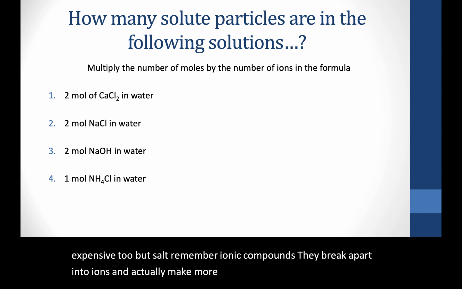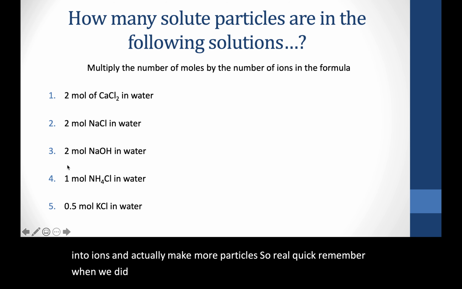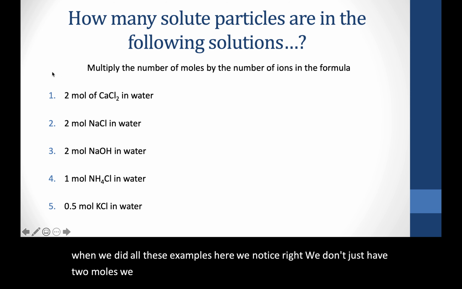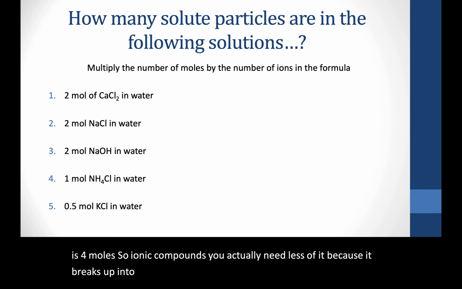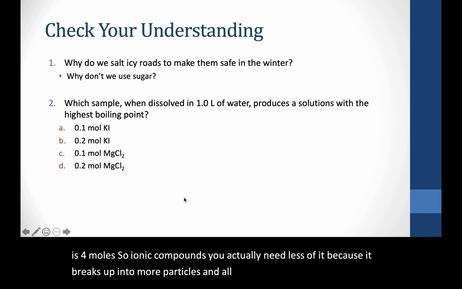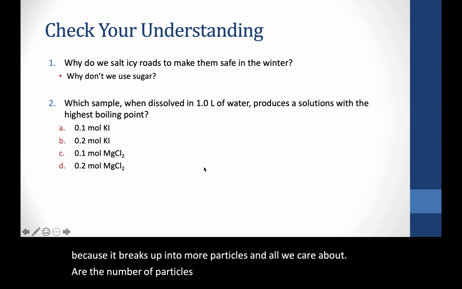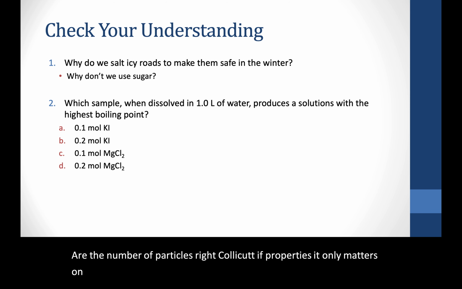So real quick, remember when we did all these examples here, we noticed we don't just have 2 moles, we have 2 times 3, which is 6 moles. And here we have 2 times 2, which is 4 moles. So ionic compounds, you actually need less of it because it breaks up into more particles, and all we care about are the number of particles, right? Colligative properties. It only matters on the collection of particles, not on what the particle is.